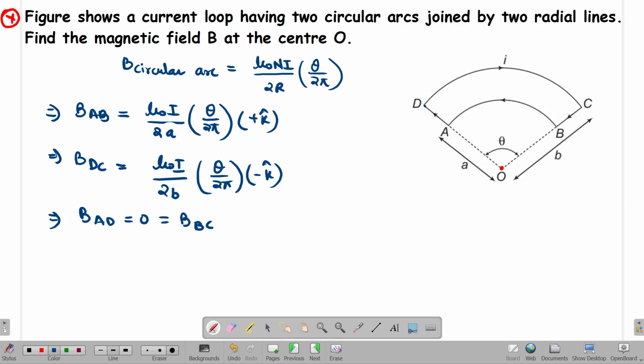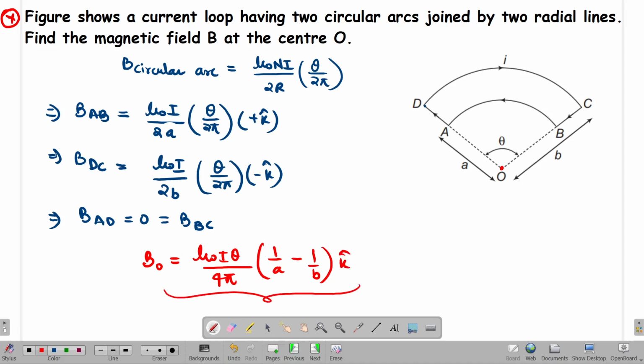My point is very clear that the magnetic field due to AD is equal to 0, and the same for the part BC, because the origin lies on the same line of the current. Correct? So the magnetic field at center O is mu naught I theta by 4 pi common, and taking plus k cap as positive, it is (1 by A minus 1 by B) k cap. That's your answer. Is that clear?